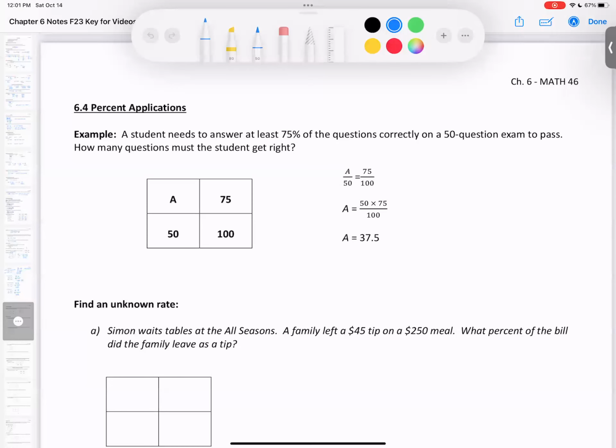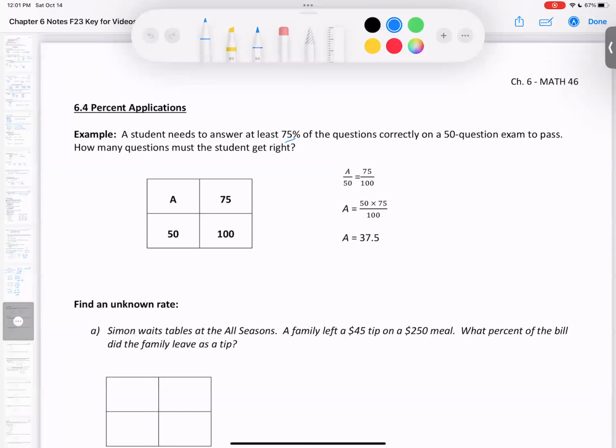All right, so we've looked at percent, and we've looked at this box method of helping us figure out when we have a value missing. Now let's look at some word problems. Our first example: a student needs to answer at least 75% of the questions correctly on a 50 question exam to pass.